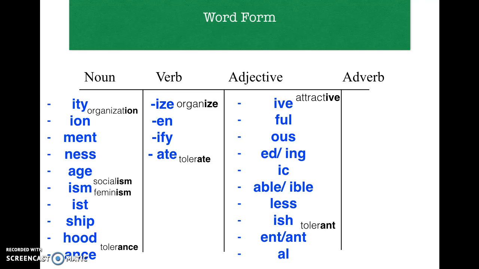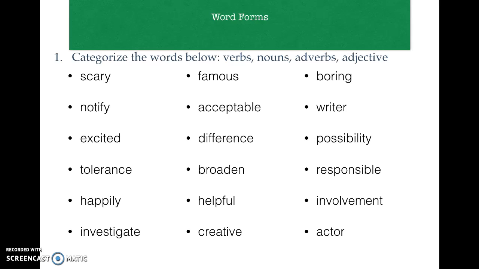That's usually what we're doing with verb form. Adverbs, nice and easy. They usually just have ly at the end. Okay. So we have to memorize these. They are in your book, and I'll also put them on Canvas so you can look through them and memorize those endings. It's very important that you know and can identify the different word form endings.